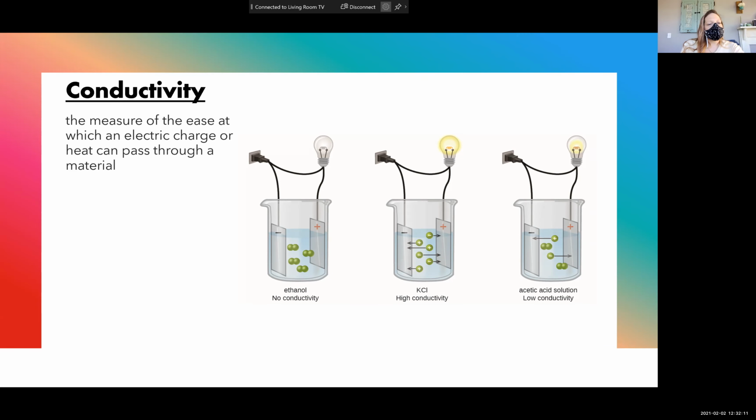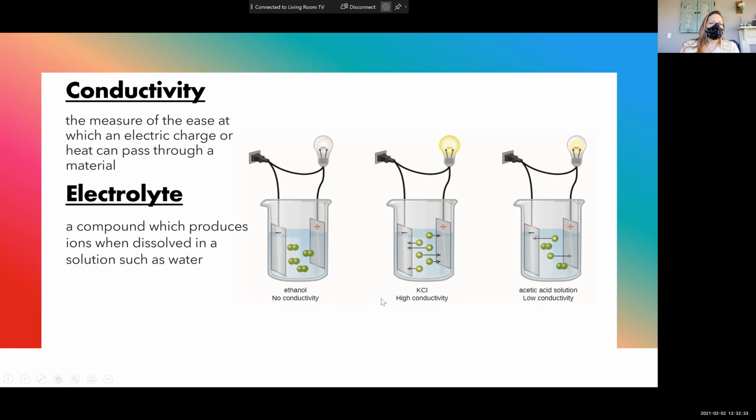So here's a picture for you. Conductivity, the measure of the ease at which an electric charge or heat can pass through a material. So we've got ethanol, no conductivity. Potassium chloride, high conductivity, because what kind of compound is that? Ionic, right? And then acetic acid, which is vinegar, it says low conductivity. So what's an electrolyte? It's a compound which produces what? Ions, right? It produces ions when dissolved in a solution such as water.